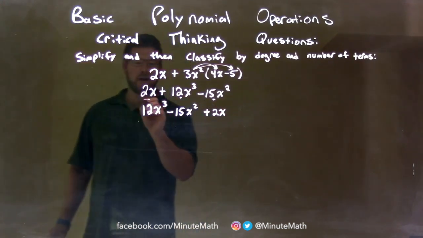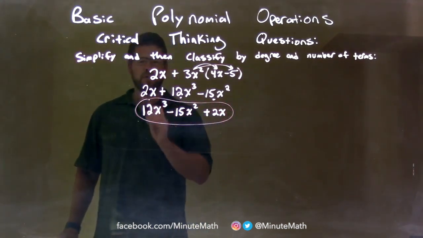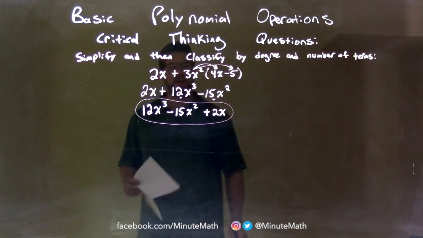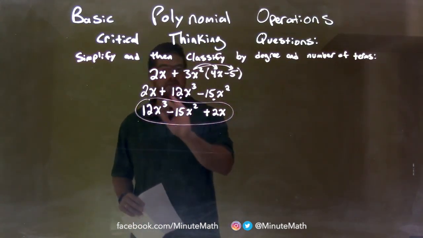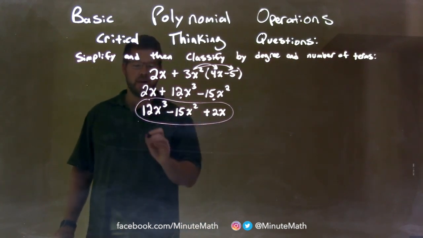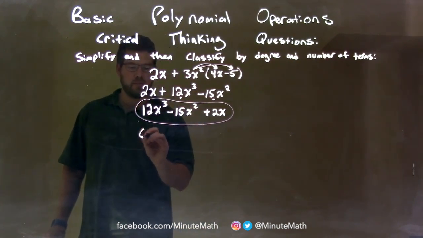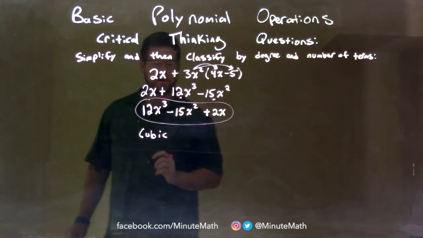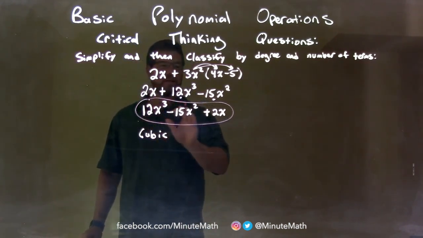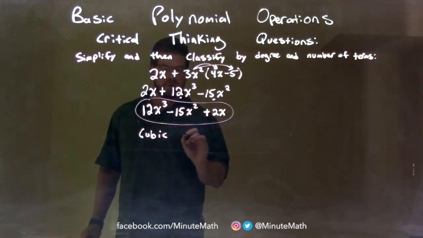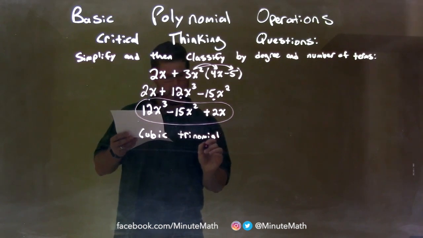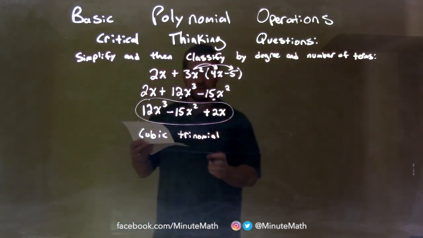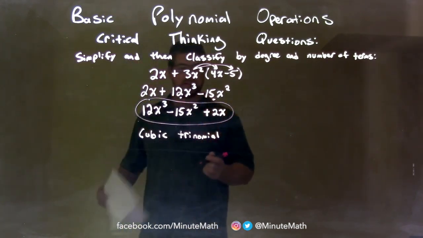So now we have that final answer. This is what's simplified, 12x to the third minus 15x squared plus 2x. Now, our highest degree here is the third power. So we're classifying this as a cubic. And then we have three distinct terms here. It's a trinomial. So cubic trinomial.